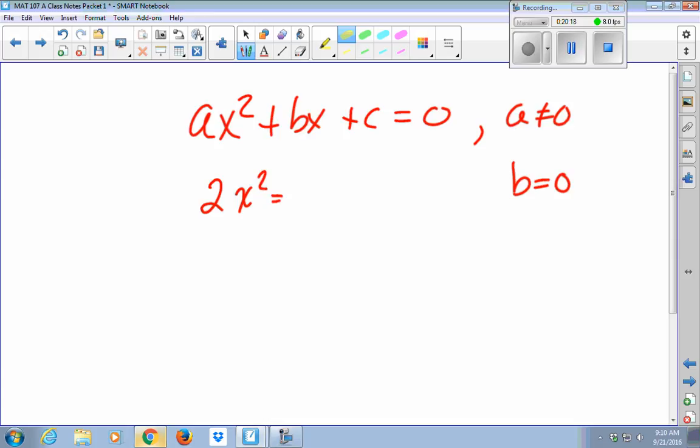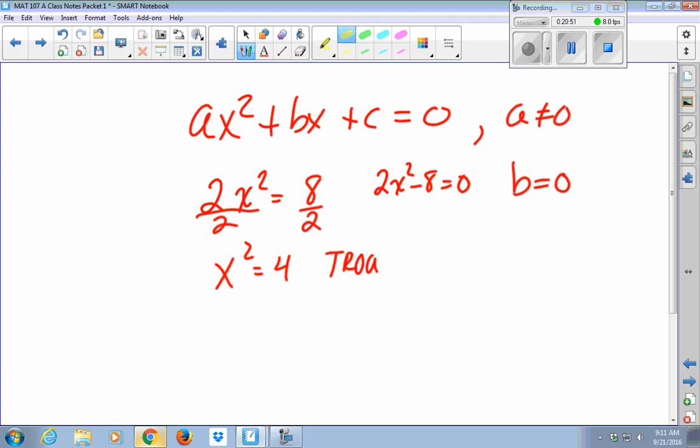2x squared equals 8, for example. And that can be written in that form, or if we set the whole thing equal to 0, it would look like this. Okay. So in this case, when b equals 0, there's a couple of approaches. One approach is to just solve for x squared on one side and your constant on the other. So I would divide both sides by 2, and I'd get x squared equals 4, and here's where a little bit of trouble comes in.